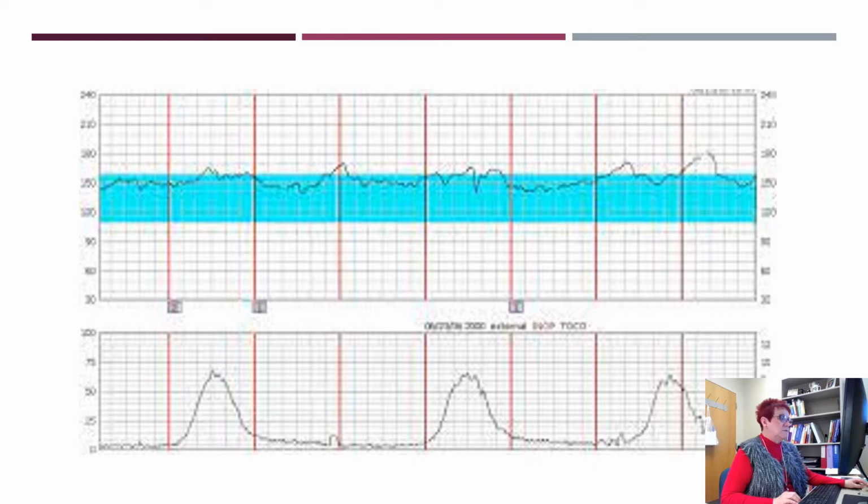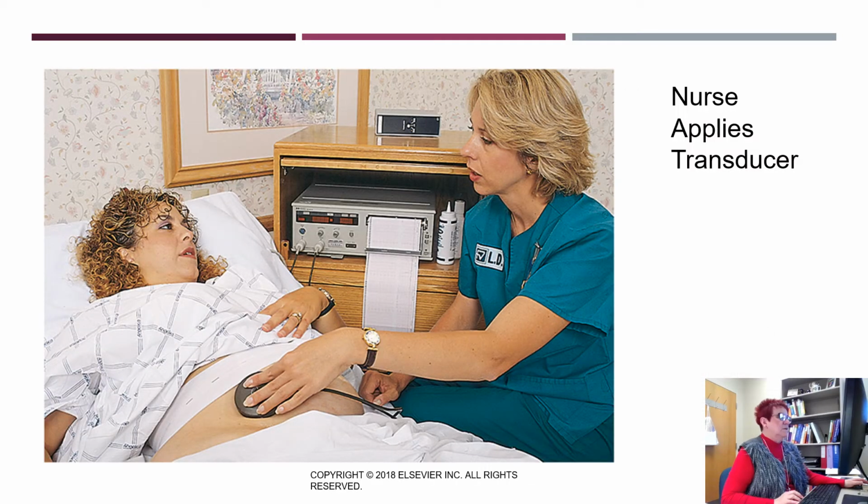Okay, we've got fetal accelerations, which is good. Okay, and pretty good contraction patterns. So this is just a picture of her putting all the stuff on.